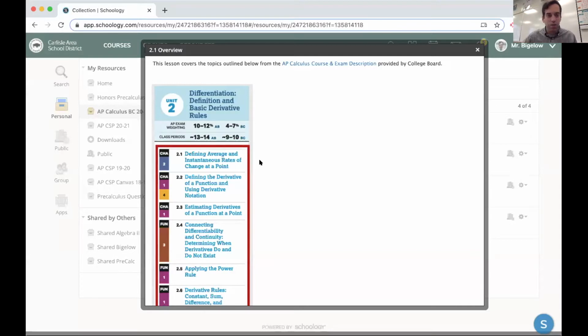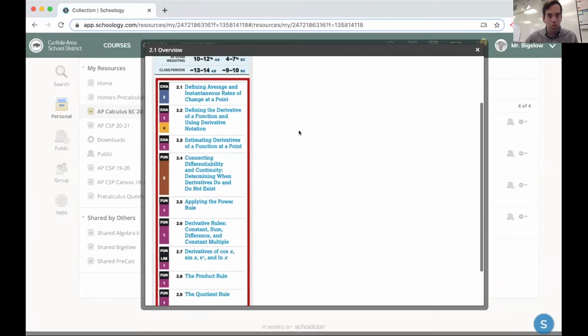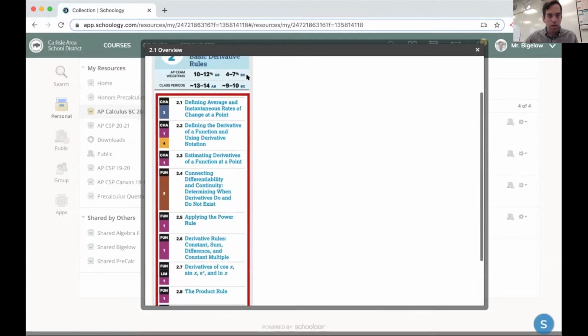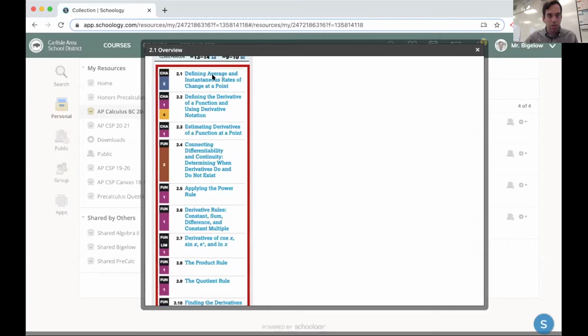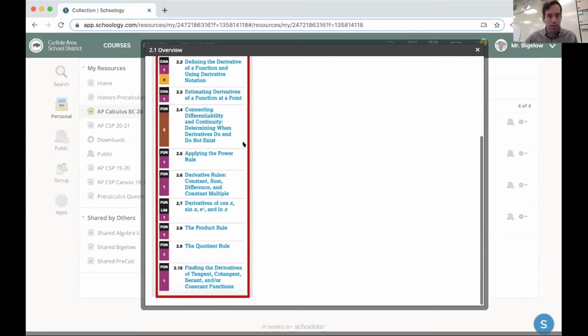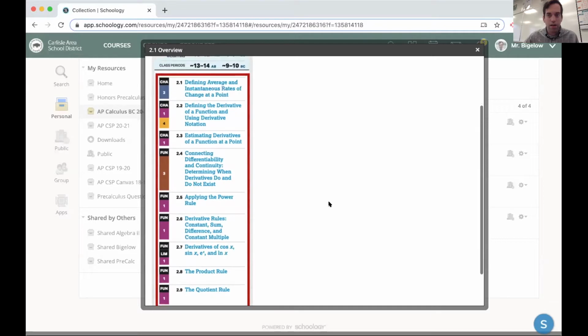So for this first lesson, we're going to cover a lot of the basic topics from the College Board's Unit 2, called Differentiation, Definition, and Basic Derivative Rules. So you can see we're going to be talking about the definition of a derivative, how to estimate derivatives at a point, power rule, product rule, quotient rule, some basic things like that. So I'm going to pause now and get ready for the notes.